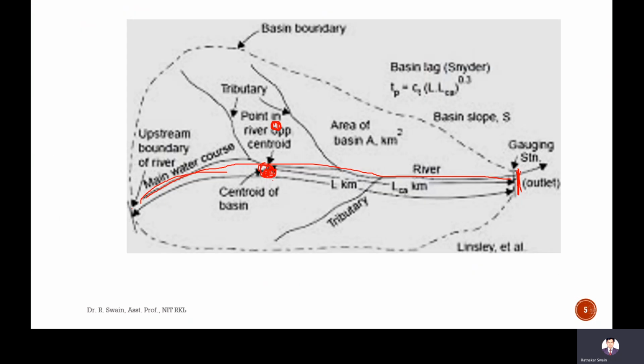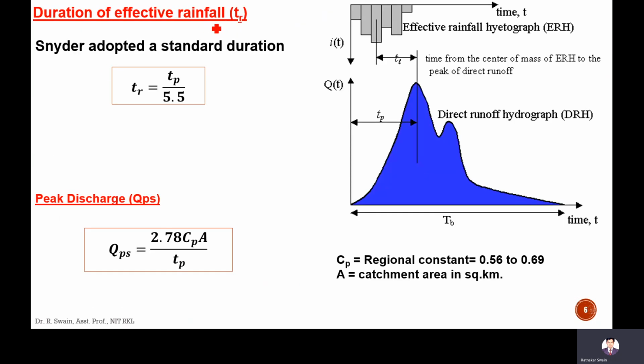Next is duration of effective rainfall. Snyder's adopted standard duration of effective rainfall is taken as Tp by 5.5. The Tp, as I already told, is the time of peak. And the peak discharge is determined using this formula: Qp equals 2.78 into Cp into A divided by Tp.